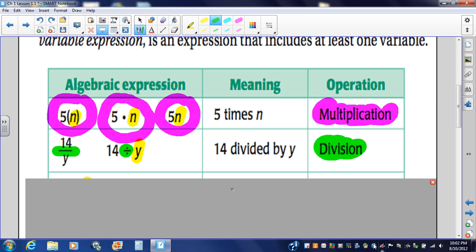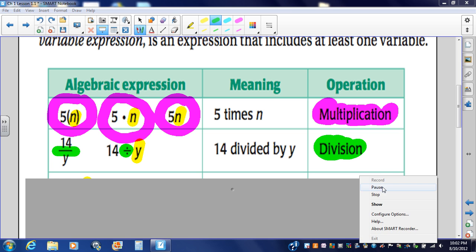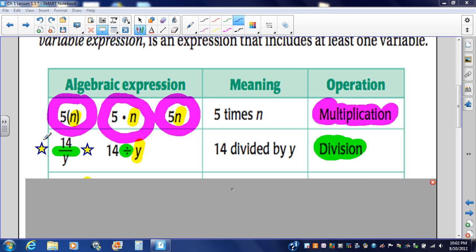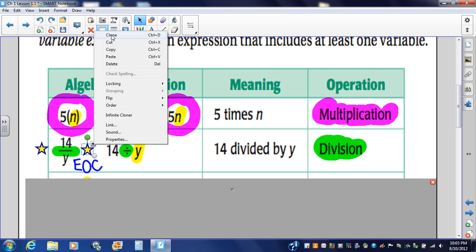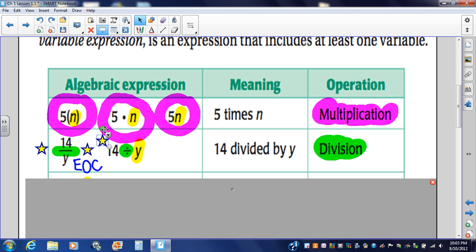So let's make ourselves a note. Please make yourself a note. I've put stars. This is probably the way they're going to show division on the EOC. And we'll go back here and make ourselves another note. More than likely, this is how they're going to show multiplication on the EOC.